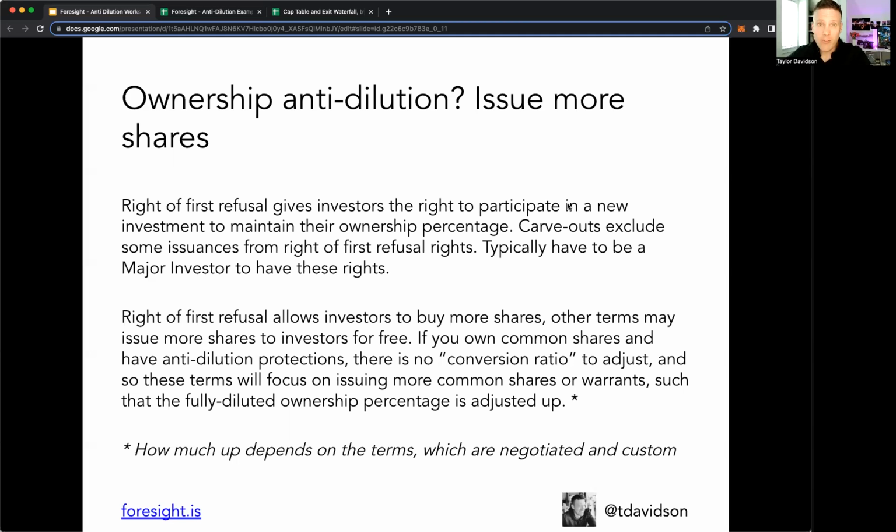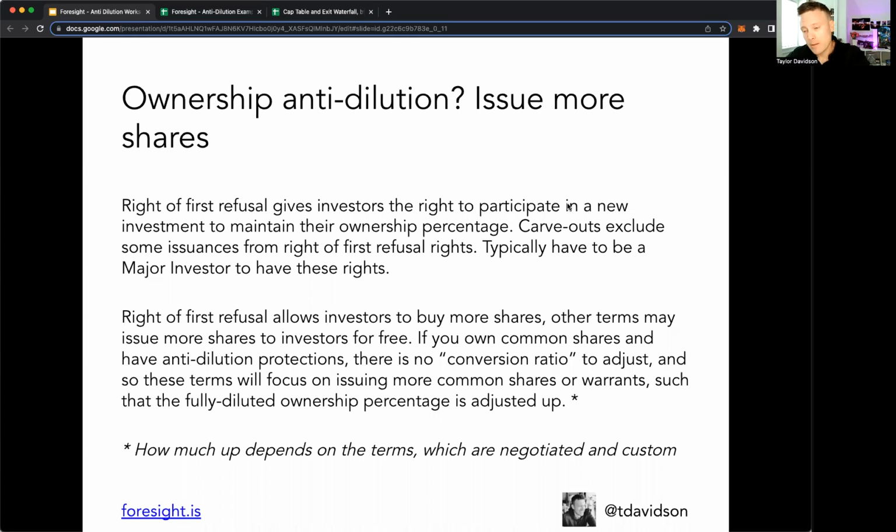What's the key thing to remember from this type of right is it gives you the right to buy more shares to maintain your ownership. The second way it's written is there's also a whole set of ways to write anti-dilution protection or ownership percentage, which basically says the company just gives you more shares, issues new shares so that it maintains a certain ownership percentage. And in this world, there's so many customized or negotiated ways to write it.